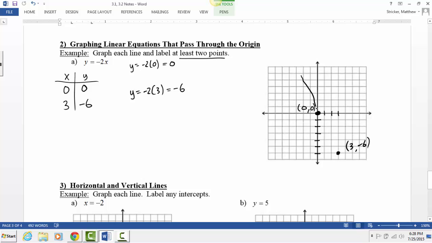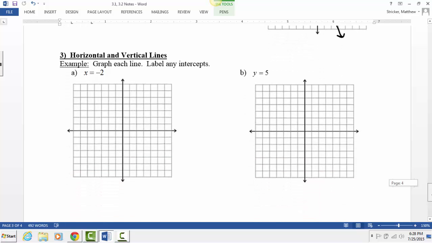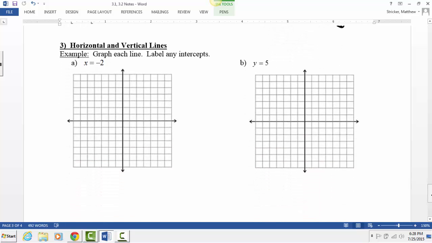And this is a linear equation that passes through the origin. Okay, the last type of lines we're going to talk about are horizontal and vertical lines. One of the things you notice about these is that they only have one variable. The first example only has x, and the second example only has y.